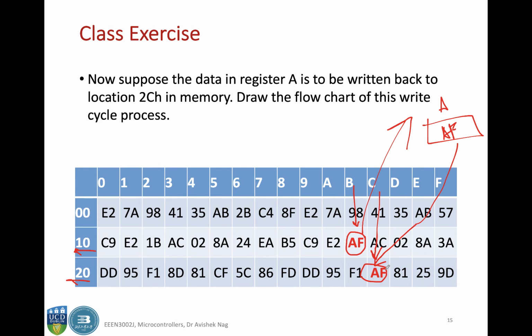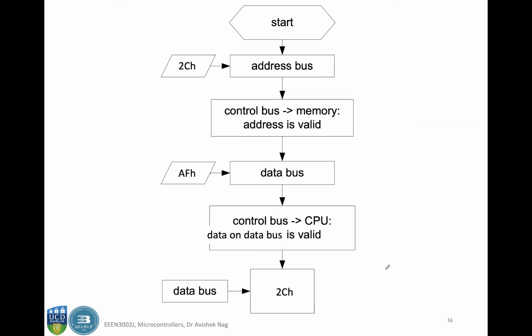So now let's go through the flowchart again. The first thing is to identify the address. Here we are trying to write, so we have to identify the address where we are going to write. That address is 2CH, which has been given in the problem. That address has to be put on the address bus. And then the next step is to validate this address. So the control bus will validate the address to the memory.